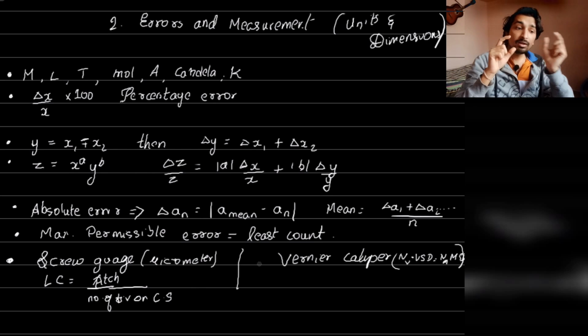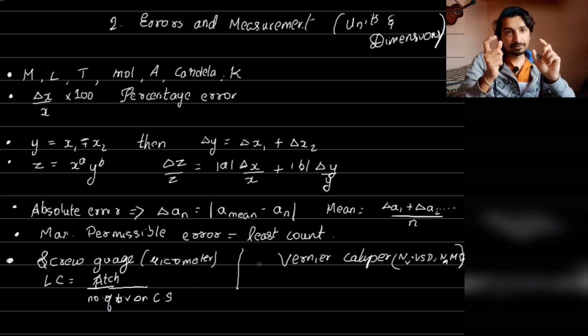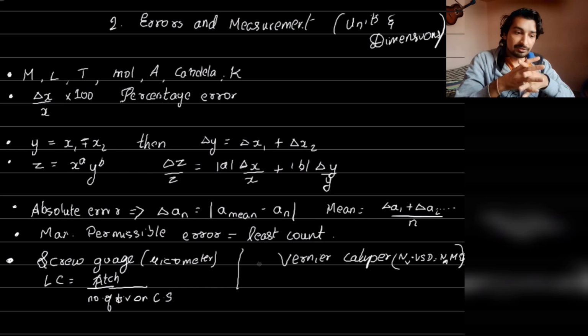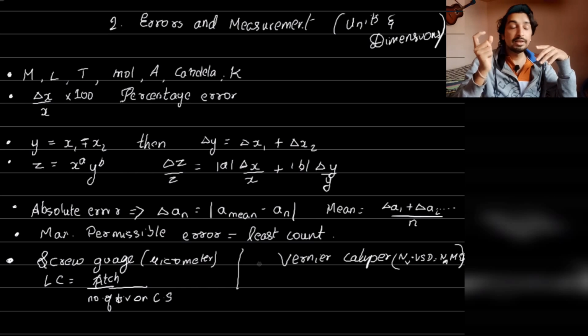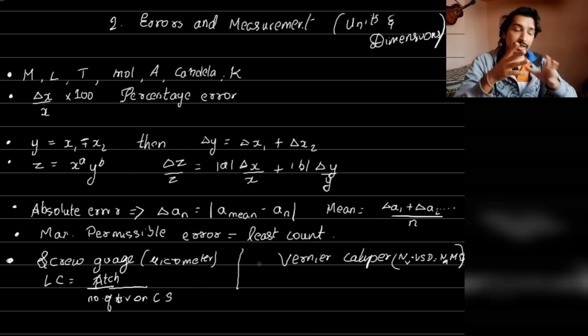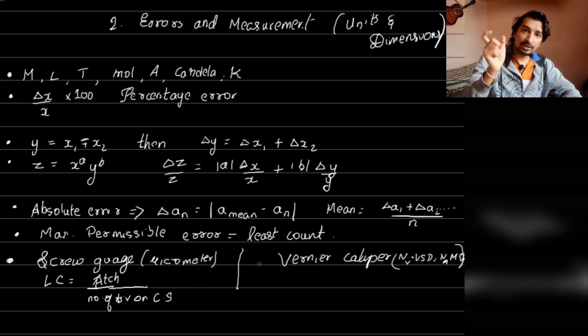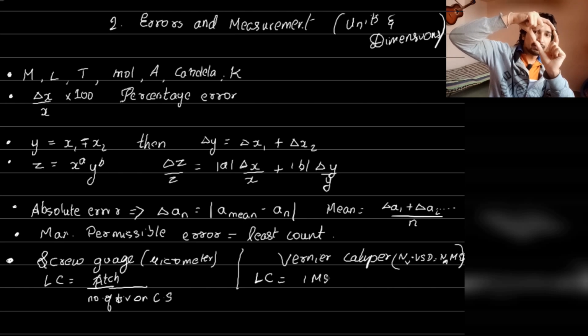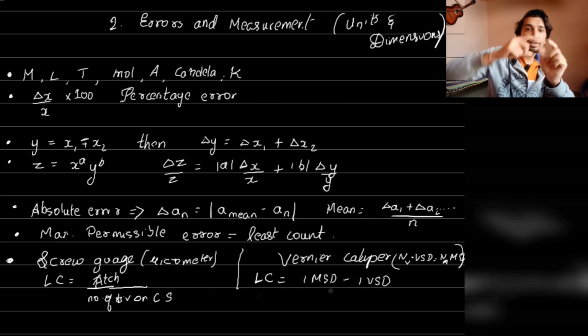Getting me? The vernier scale has readings. The number of vernier scale divisions times the value of each vernier scale division is equal to the number of main scale divisions times the value of each main scale division. You need to equate both, and they will always be equal, because the vernier scale is overlapping the main scale. So this vernier scale is equivalent to that much main scale division.